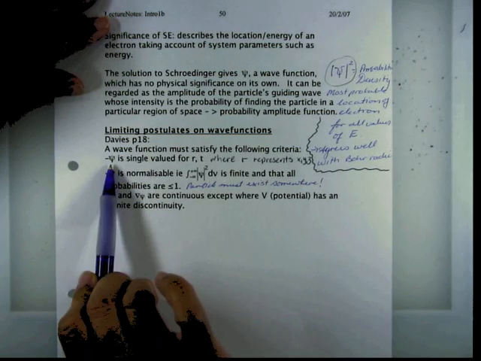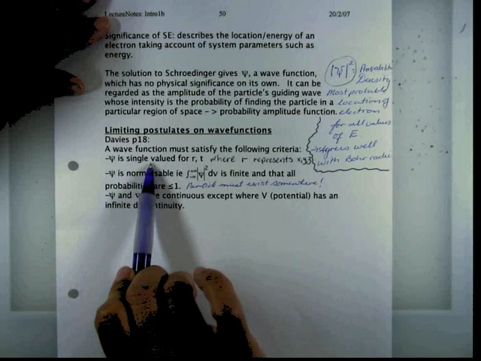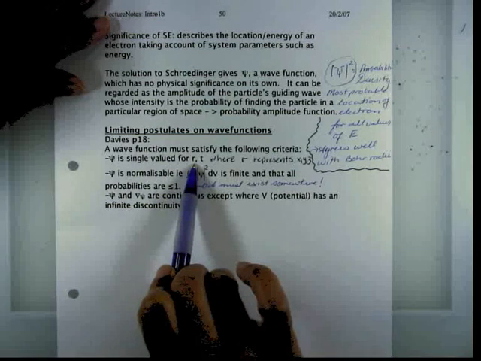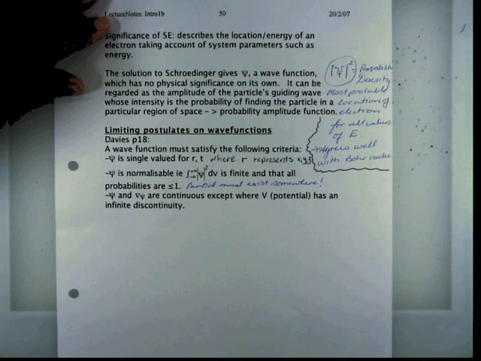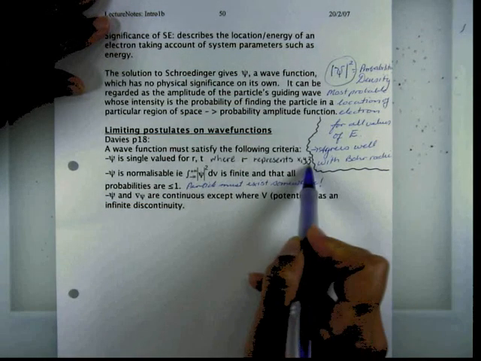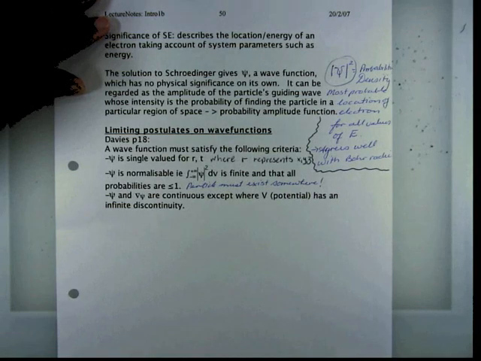So the wave function has to be single valued for R and T. You might wonder what R is. R relates to all of the spatial variables. It's basically X, Y, and Z in some form or another, but we're not going to worry about that. But that's essentially what R represents: all of the spatial variables.